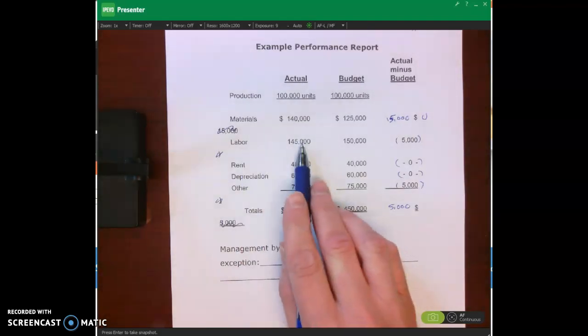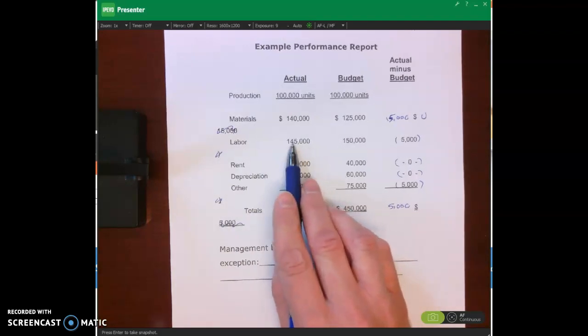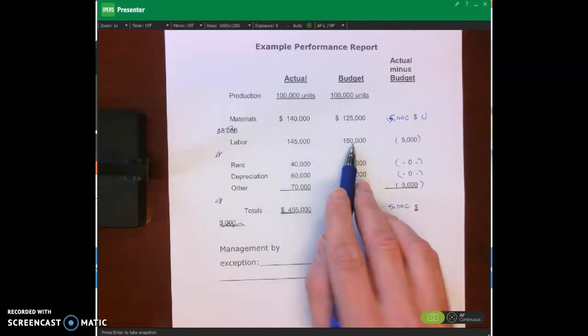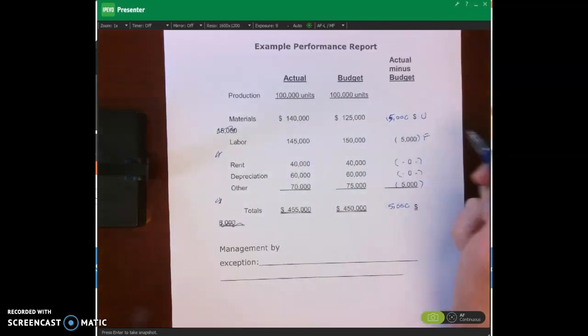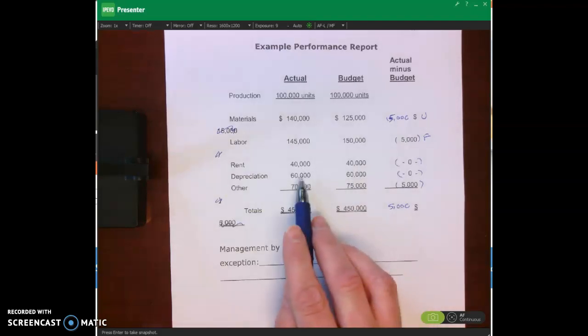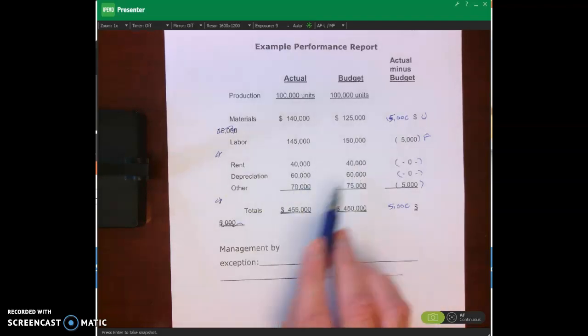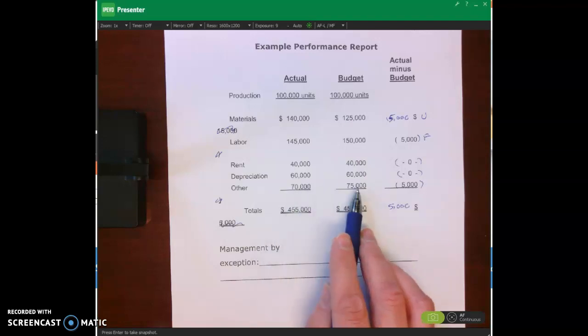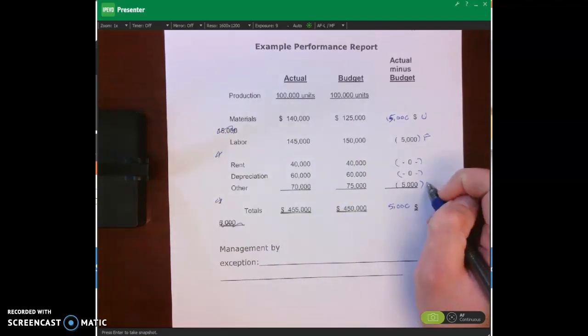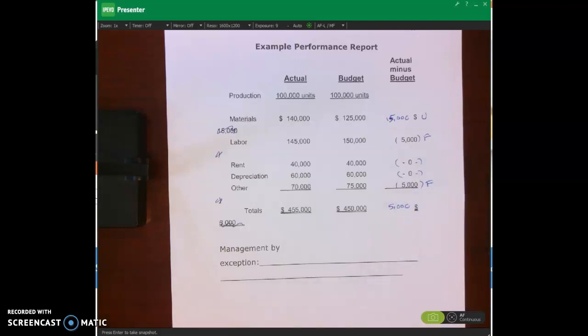Labor costs, on the other hand, actual 145, budgeted 150. Actual labor costs are lower than budgeted. Expenses are lower than we thought. That's favorable. Rent is the same. Depreciation is the same. And then we have some other costs right over here. Actual is less than budget. That's also favorable. So now we can look at our total costs and we can say our total actual costs.